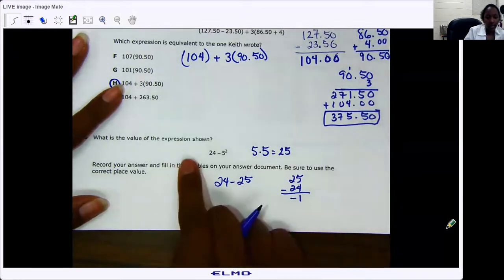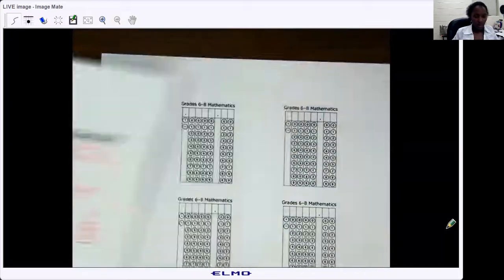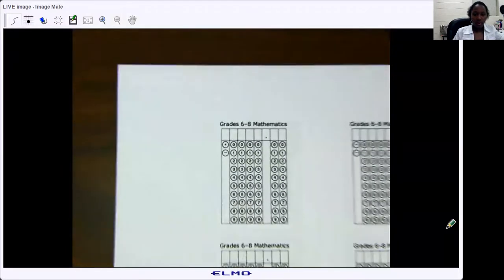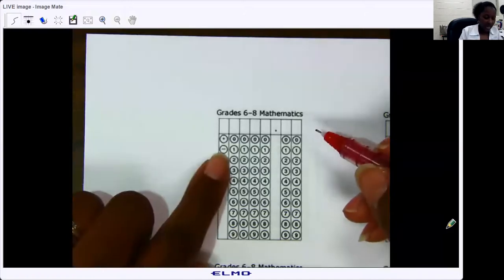And I need to bubble that into my answer document. So on my bubble sheet, remember the difference here is that I have a negative answer.